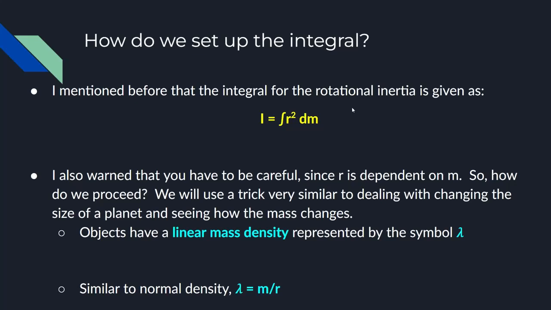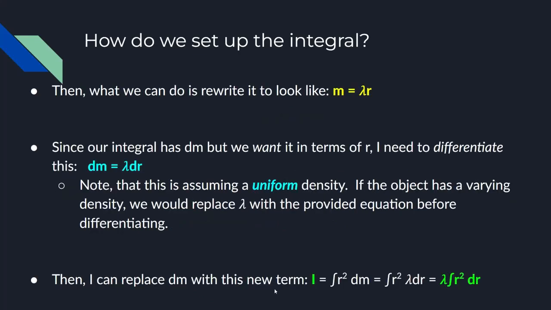Now, the linear mass density is represented by the symbol lambda. Just like with density, where the density was equal to mass divided by volume, because this is a linear case, it's going to be mass divided by r, or length. Now, we're going to rework this equation to look like this: m equals lambda r. Our integral is in terms of dm right now, but I don't want it in terms of dm. I want it in terms of r. So what I'm going to do is differentiate this. So this becomes dm equals lambda dr.